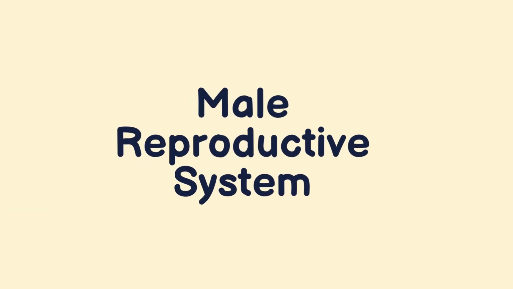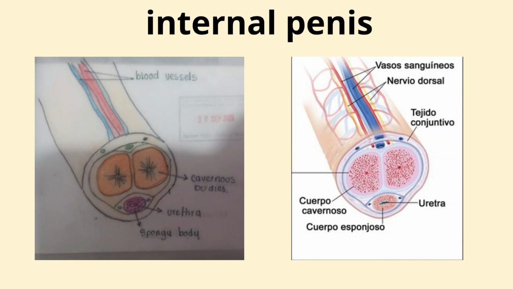Well, now we're going to talk about the male genital anatomy step by step, using clear labeled diagrams. I'll explain the structures, their function, how they relate to each other, and why they matter clinically. So let's begin.